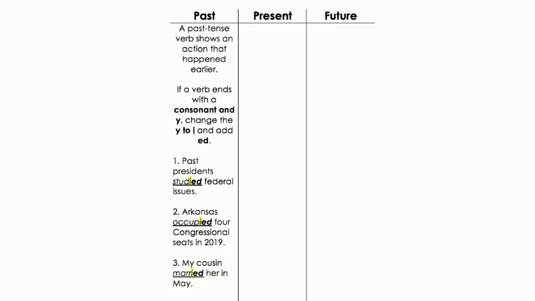Number 3, my cousin married her in May. Married, to make it past tense, we change the Y to I and add ed because marry, M-A-R-R-Y, ends with a consonant Y. So now you have the past tense verb married, M-A-R-R-I-E-D.